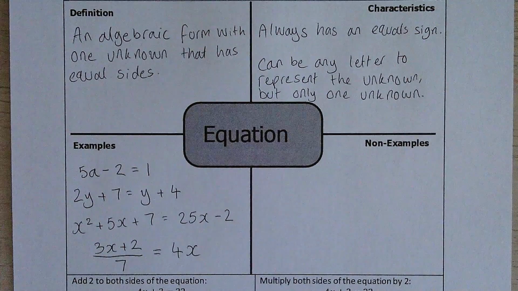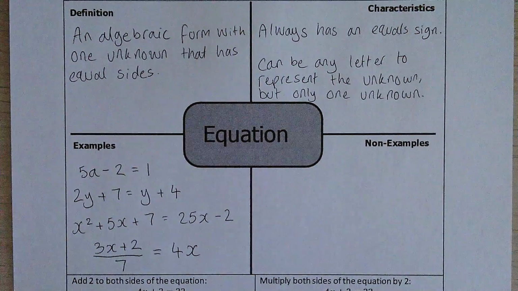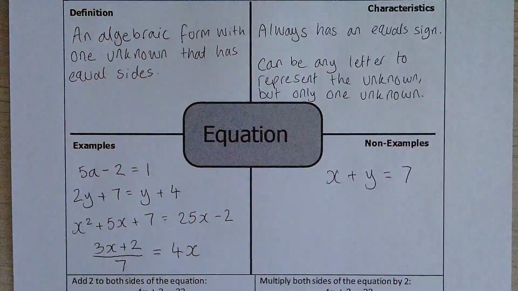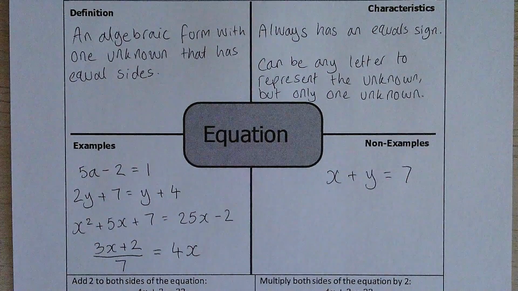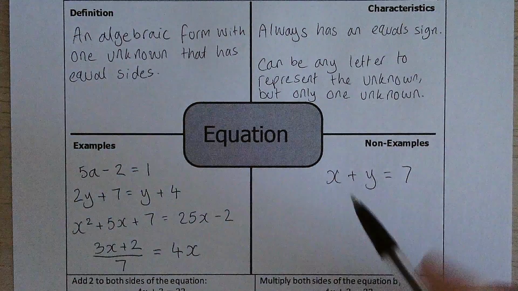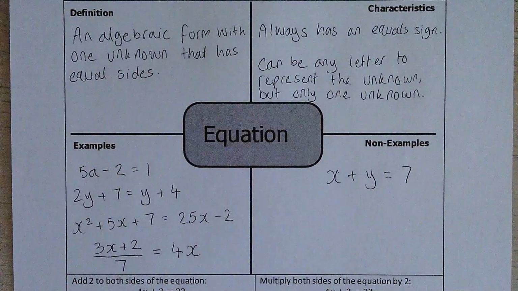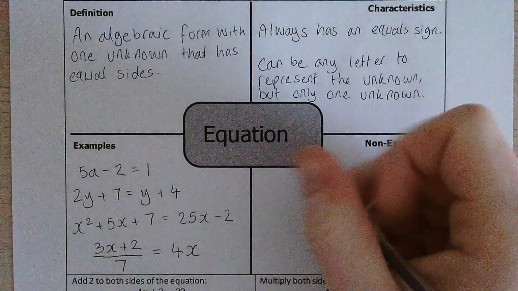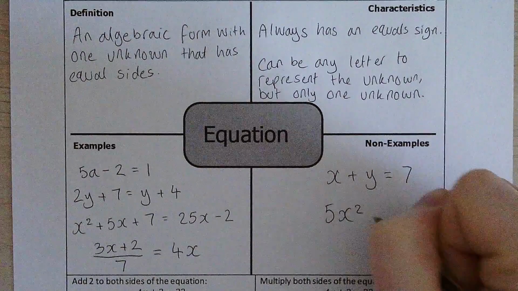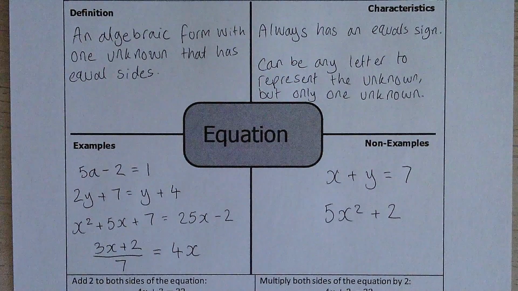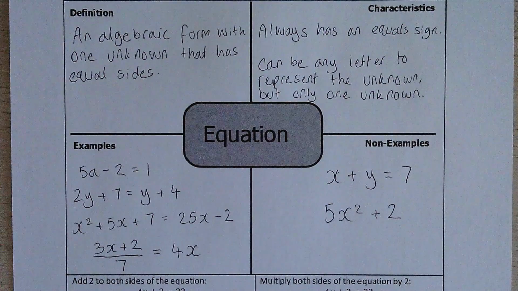On to the non-examples for an equation. x plus y equals 7 is not an equation because we have two different unknowns, x and y. Another non-example is 5x squared plus 2. Because there is no equal sign, this is not an equation, it is just an expression.